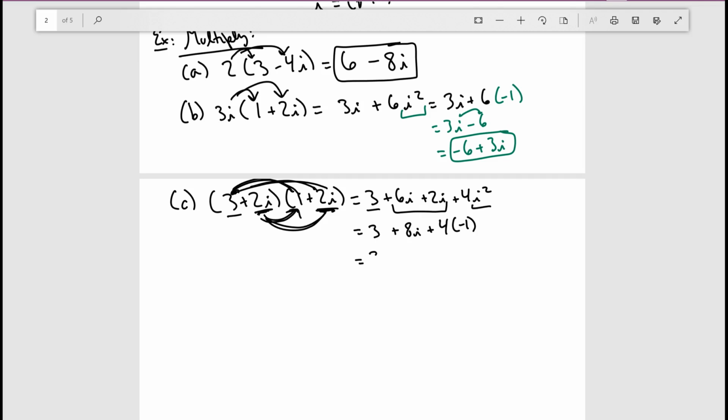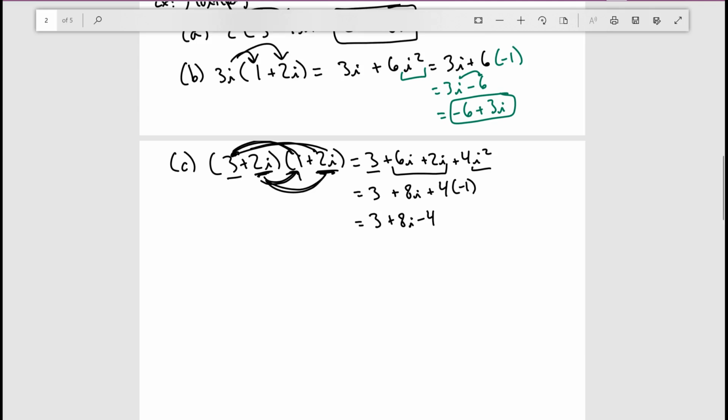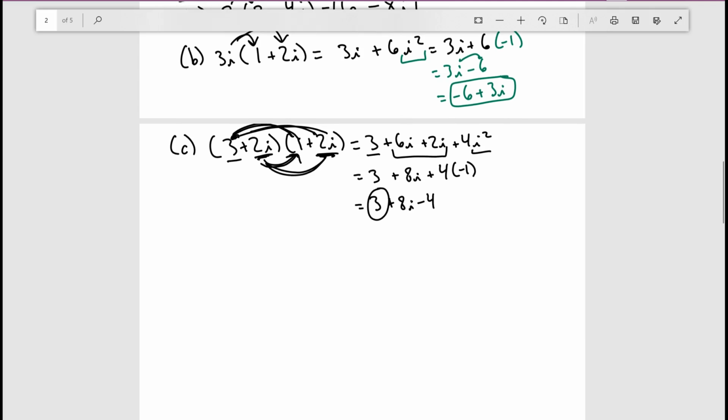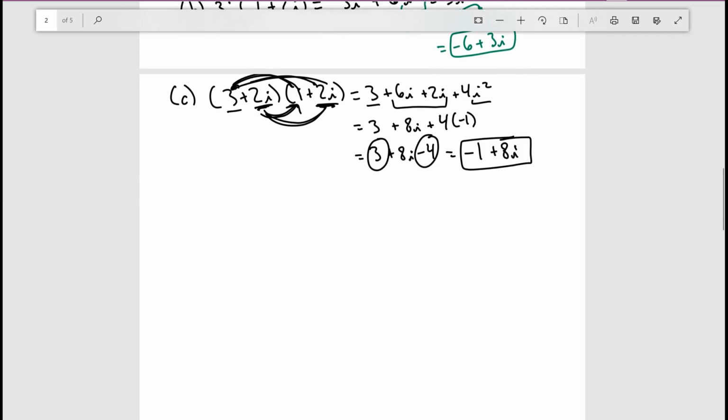So I'm going to be left with 3 plus 8i minus 4. And then I can combine this 3 and this negative 4 to get negative 1 plus 8i. Okay, so all I'm just doing is FOILing everything out. All right, and now let's do one last problem.